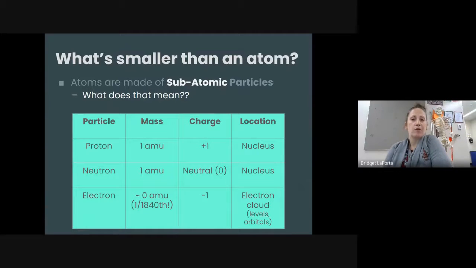Note that word subatomic. We'll be asking you a question shortly about what that means. So think of that word breakdown as well.